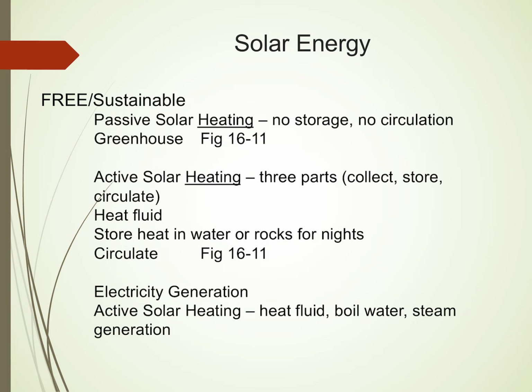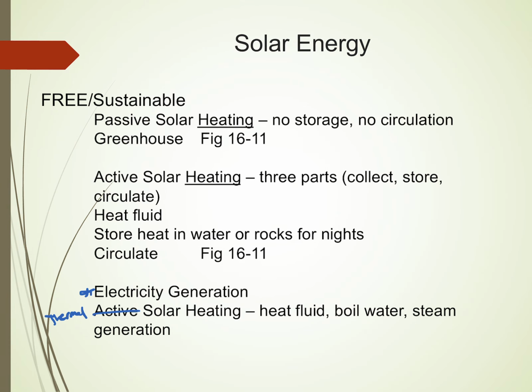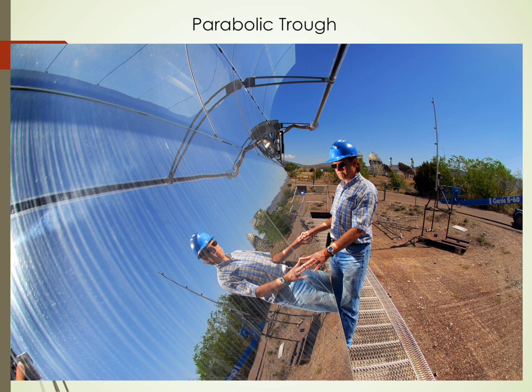You can actually heat a fluid and get steam generation. Now this says electricity right here. So I was correct. This is thermal. It says electricity. Active solar heating is just heating. Okay, so this is thermal solar heating, or electricity from solar thermal energy. In this case, you're generating steam. So you're just replacing coal or nuclear, whatever, with the sun, to cause steam generation. That's all. This one here is going to be a gas generator. All these others, you'll just be basically, here you go.